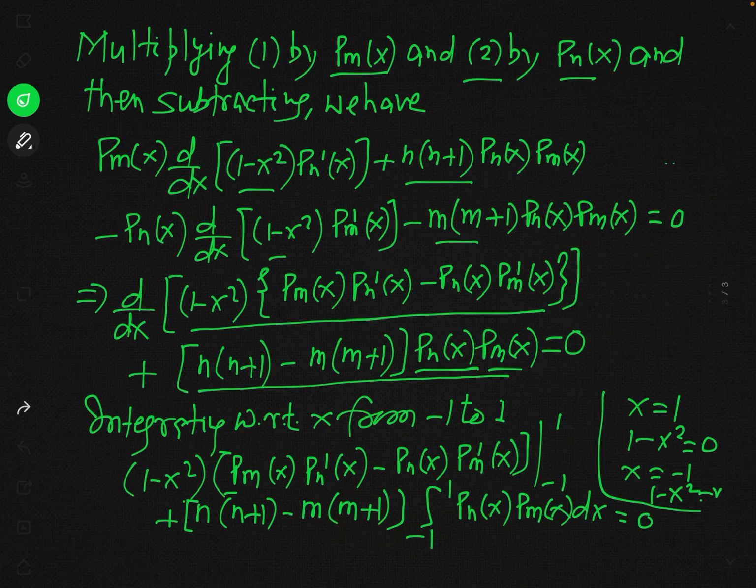So now you can see the first term will simply vanish, because you have seen that when x is equal to 1, then this factor 1 minus x square will be 0. And when we put the lower limit x equal to minus 1, then again this 1 minus x square will be equal to 0. So the value of the first term in this equation, after substituting these limits 1 and minus 1, will become 0.